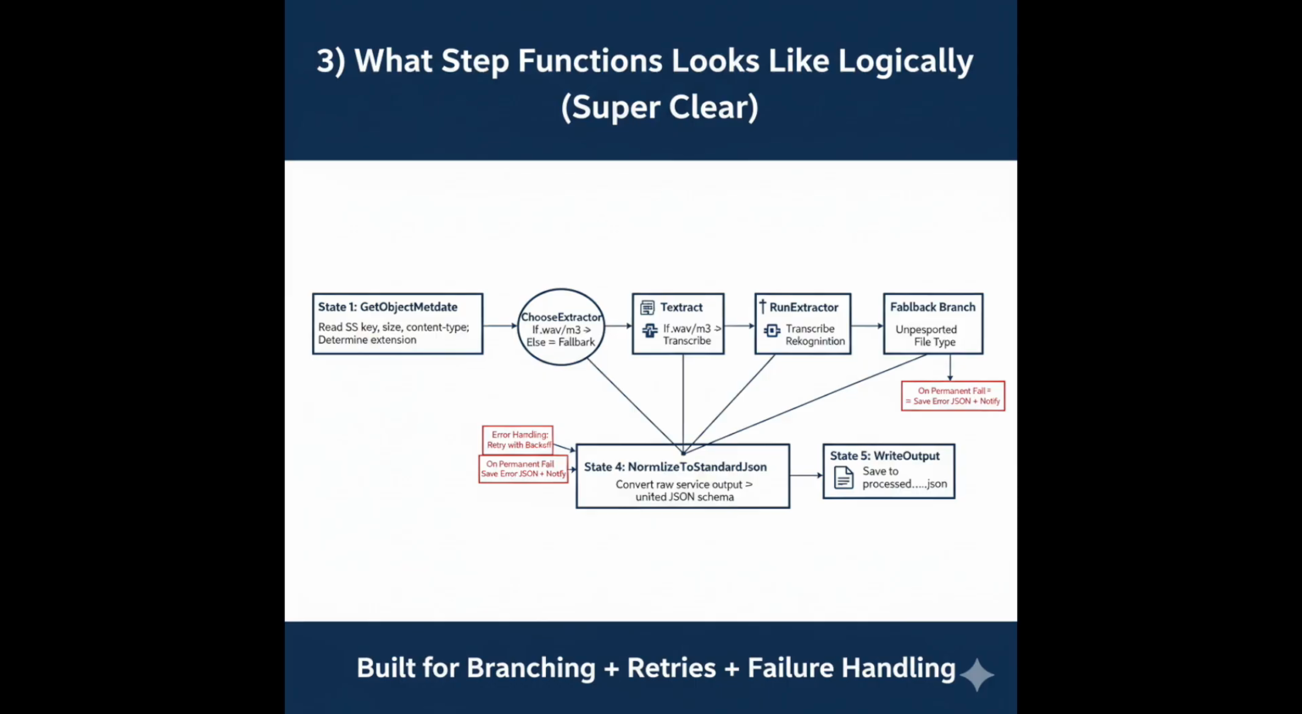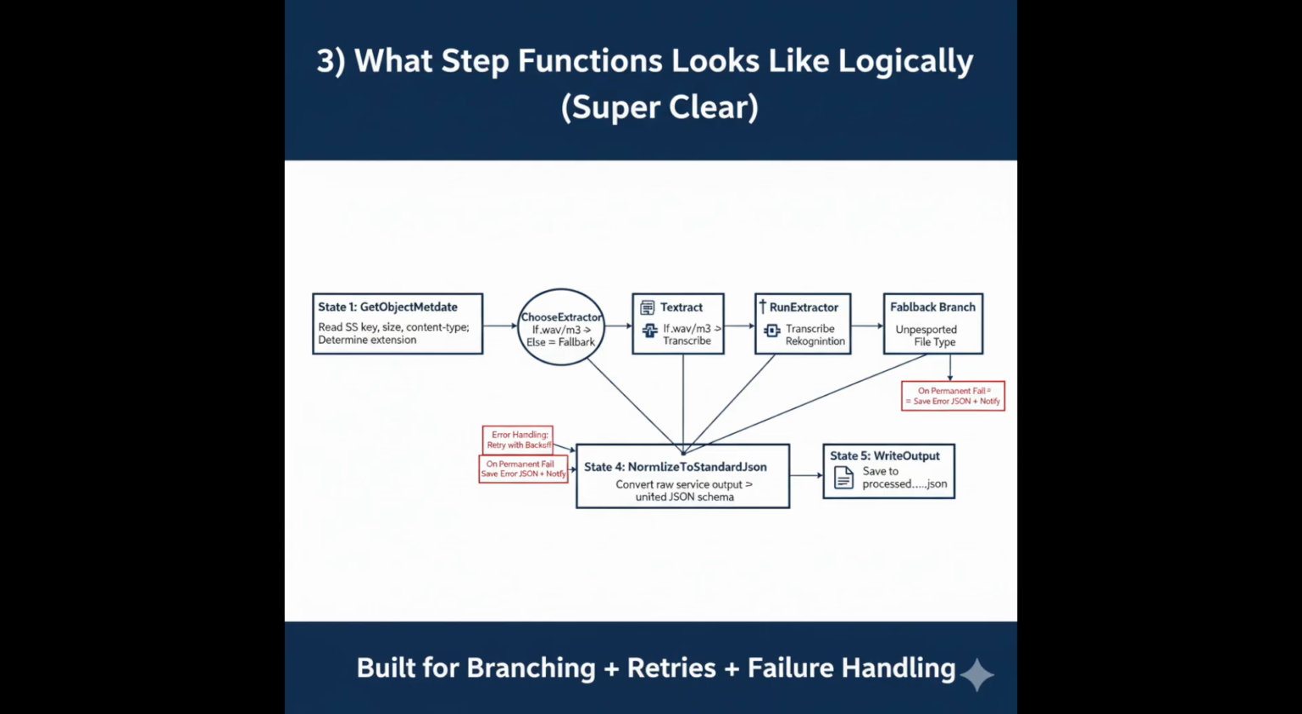Number 3, what Step Functions looks like logically. Super clear. Think of your state machine like this. State 1, get object metadata: read S3 key, size, content type, determine extension. State 2, choose extractor, a choice state. If the file ends with .pdf or is a scanned image, Textract branch. If .wav or .mp3, Transcribe branch. If image, Rekognition branch, else fallback branch, unsupported file type.